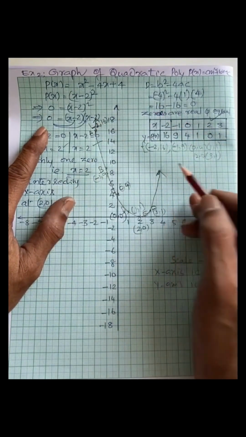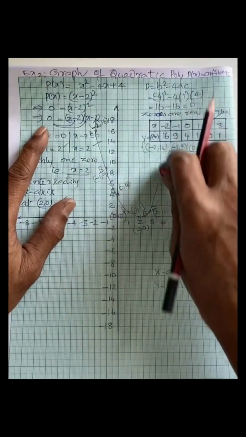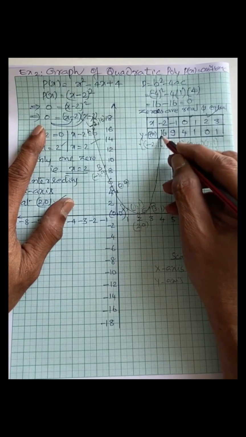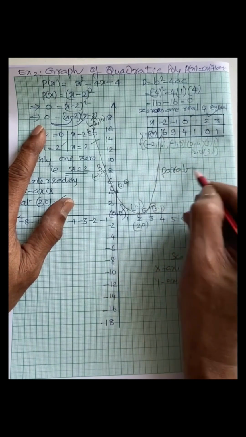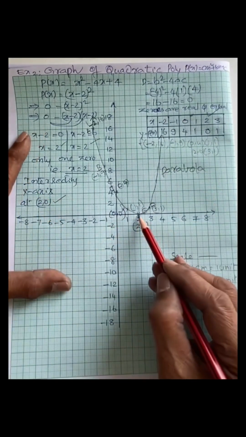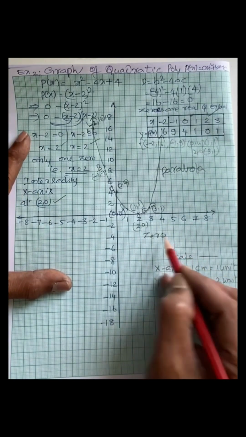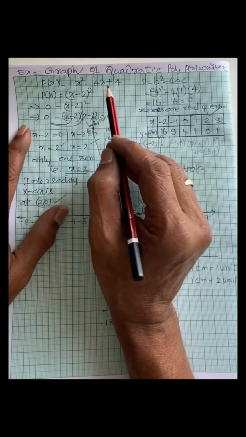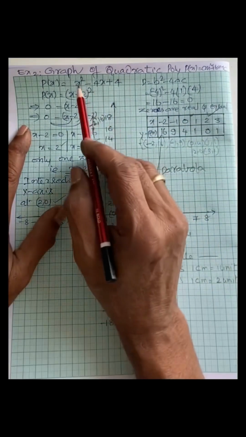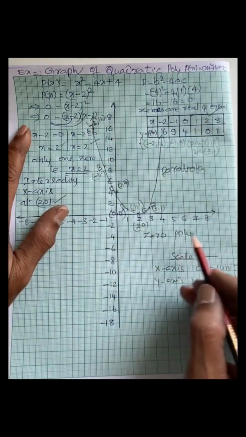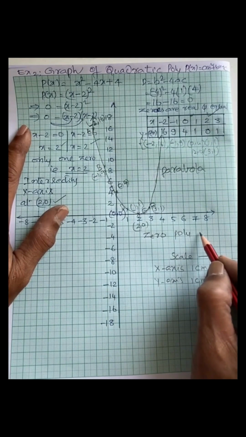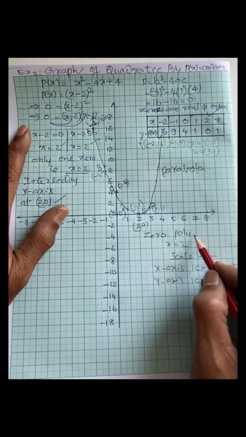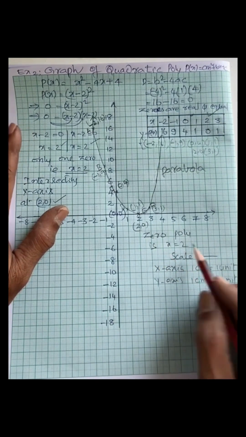You can extend like this. This is a parabola intersecting x-axis at 2, 0. What is the zero of the polynomial? The question will be like this: draw the graph and find the zeros of the polynomial x square minus 4x plus 4. The zero of the polynomial is x is equal to 2.